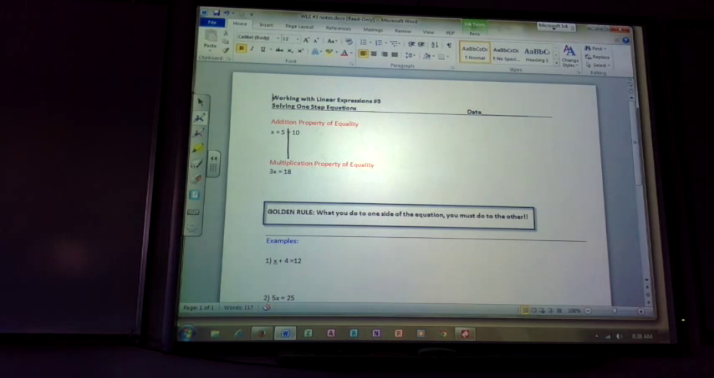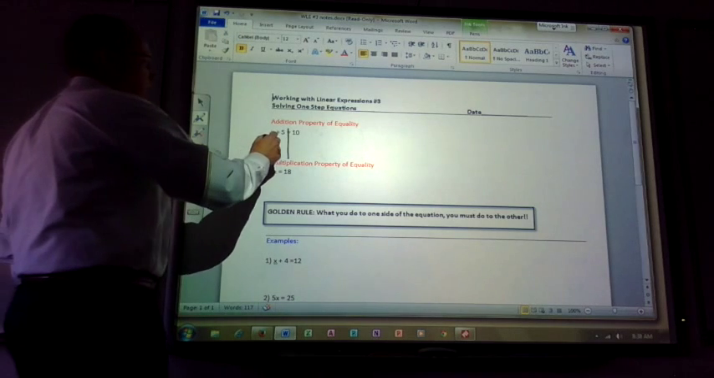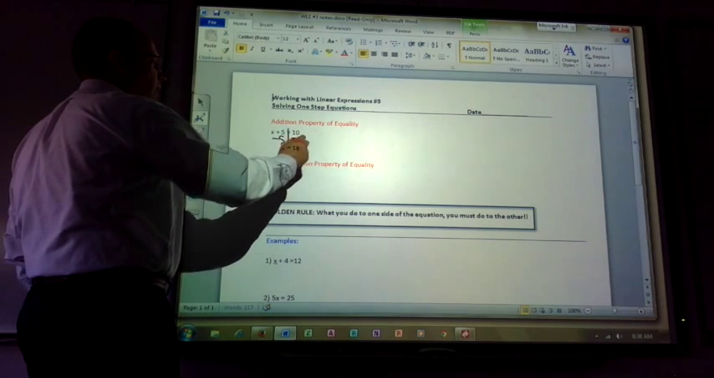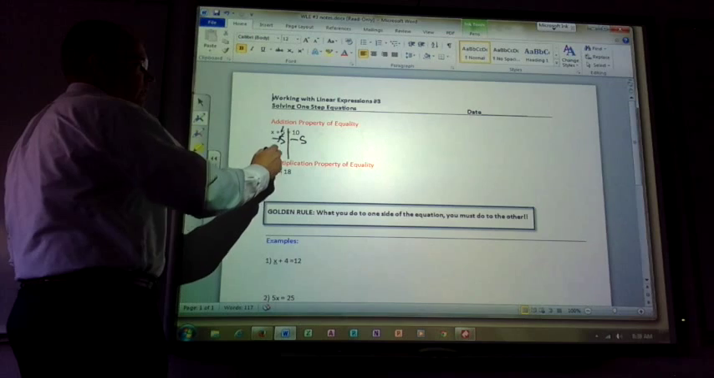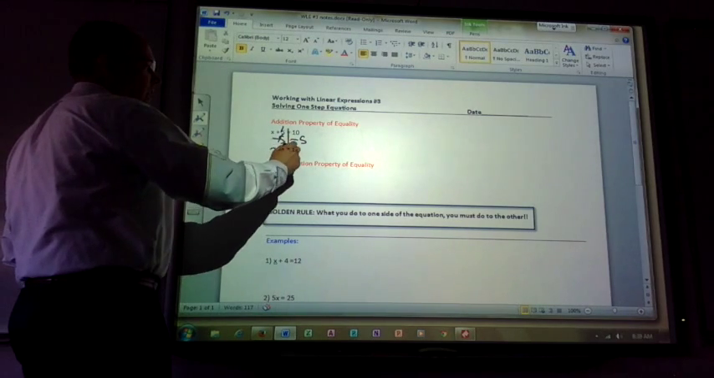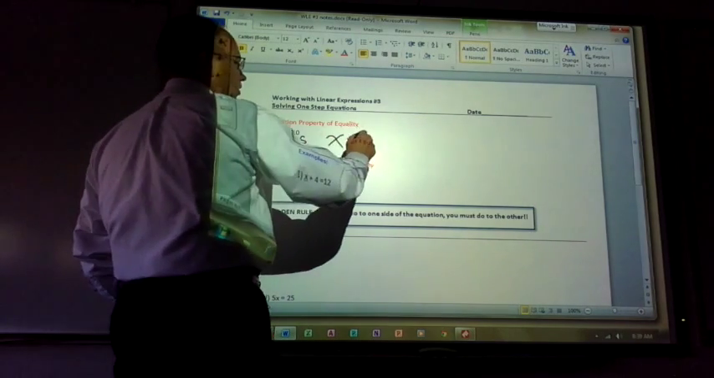Any ideas? Go ahead. Minus 5. Subtract 5, or minus 5 from both sides. I like it. So I subtract 5 from both sides. Those two cancel out. That leaves me x, and that's going to be equal to 5. So x is equal to 5 is our answer.